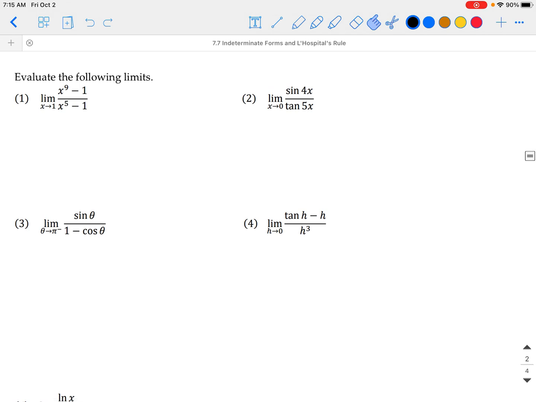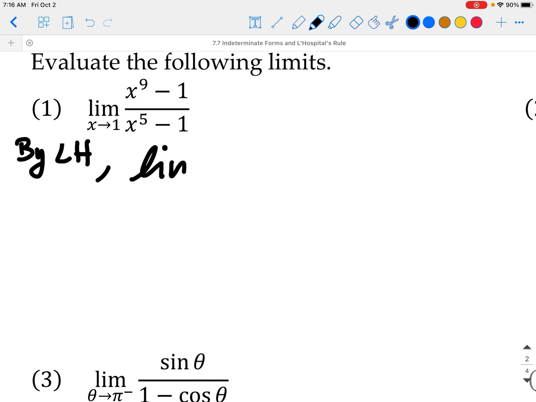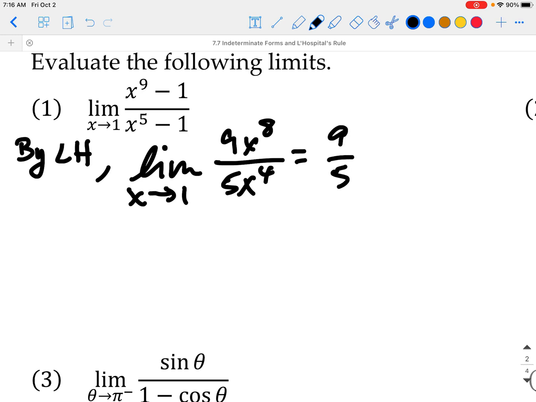So we'll note for each one of these, we want to start with figuring out if it's indeterminate or not. Clearly, number 1 is going to be 1 minus 1 over 1 minus 1, so we get 0 divided by 0. So then, by L'Hopital, this is equivalent to the limit as x approaches 1 of 9x to the 8th over 5x to the 4th. And then we'll get some nice cancellation, but really we could just directly substitute as well. And we'll end up with 9 over 5.